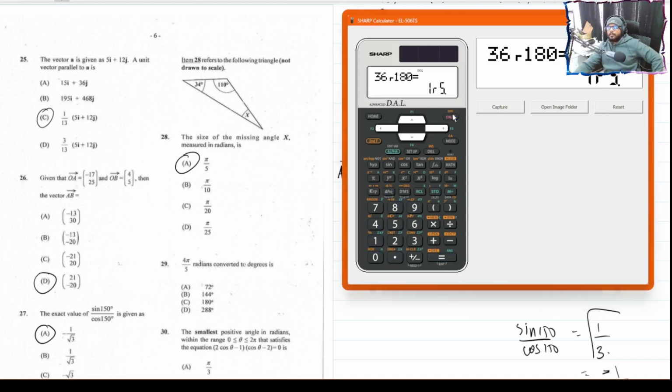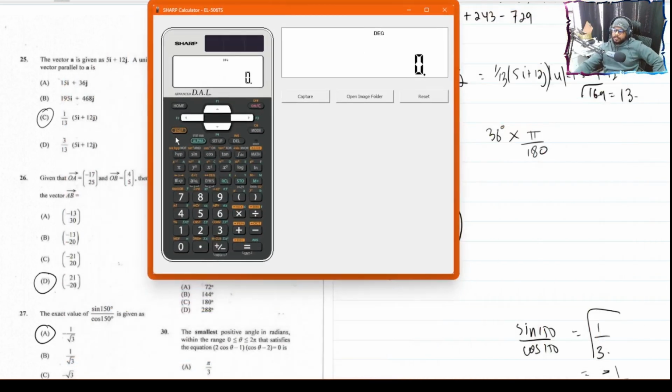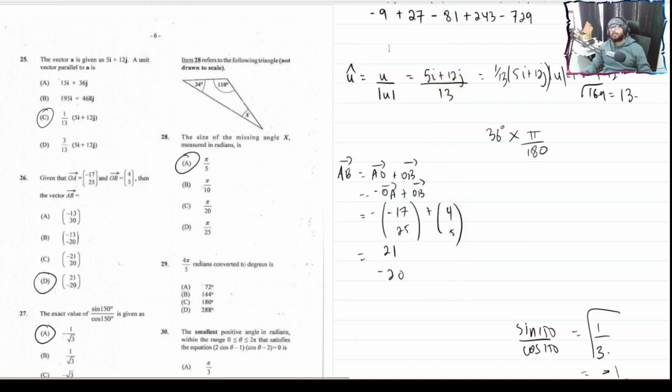A very, very common thing that could happen here, I see people do this already: they get 36 divided by 180, and they get 0.2. And some people do this, 180 divided by 36 and get 5. I've seen this happen already, so please do not make that mistake. Use the formula to get radians: you multiply by pi on 180. And to get from radians to degrees, we multiply by 180 over pi.